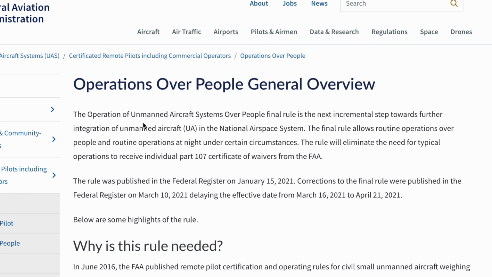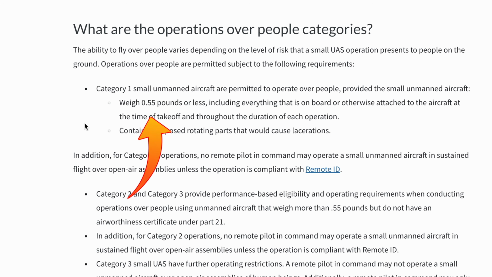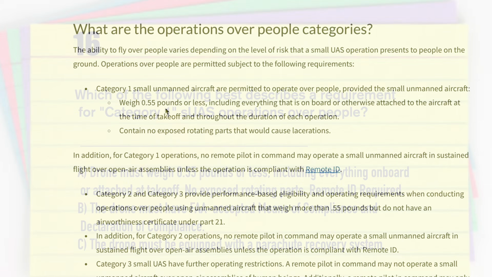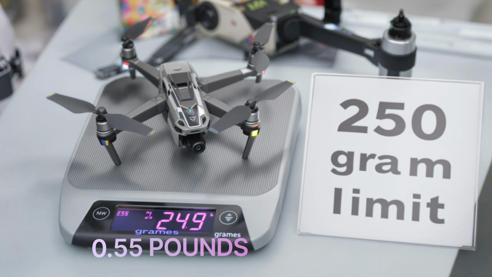Now, when you go to the FAA website and read the information in regard to flying over people, they don't mention anything about grams. The only thing that they mention is weight in pounds, 0.55 pounds. The reason I'm mentioning this to you is because if you happen to see something that says 250 grams on the Part 107 exam in regard to flying over people, more than likely it's going to be incorrect. It's a trick question because 250 grams does not equal 0.55 pounds.